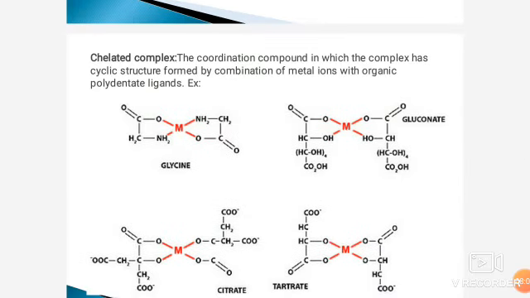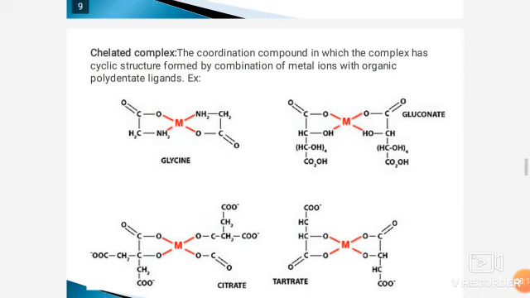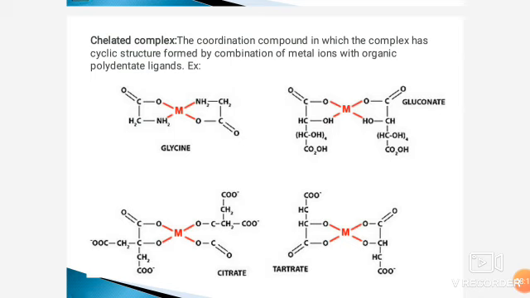Next, if a ring structure is formed by the presence of some organic ligands, those are called chelate complexes. The following are the examples in which M stands for the metal atom, which are associated with the corresponding coordination number.